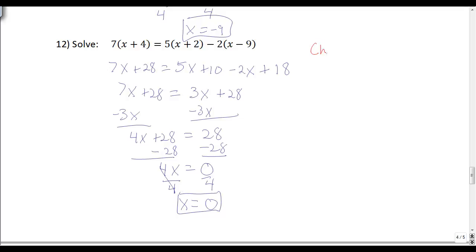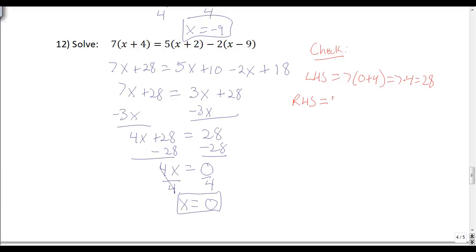So now this one on the check, it's such an easy number to plug in, I'm going to avoid the calculator. It might be simpler to do on my own. So let's just do the left-hand side. Is 7 times 0 plus 4. Well, that's 7 times 4. That equals 28. Pretty much do that in your head once you get used to it.